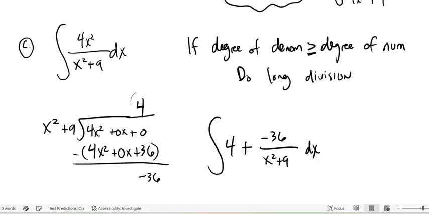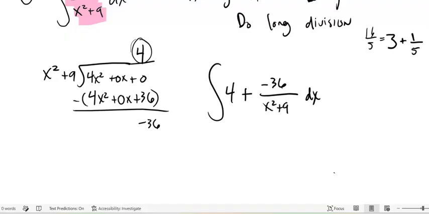Okay, so this is in fact the same thing as this. If you got a common denominator and added these together, you get the same thing. An easier way to think about this for long division, what's like 16 over 5? It's, how many times is 5 going into 16? 3. Right? How many times is x squared plus 9 going into this? 4. Plus, what's left over? The remainder would be over what you're dividing by. Same idea here.